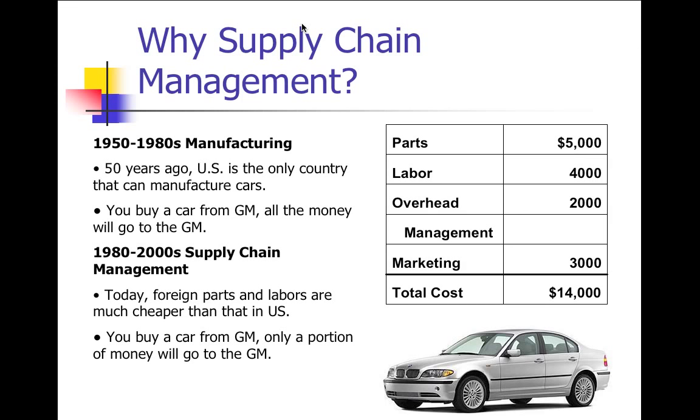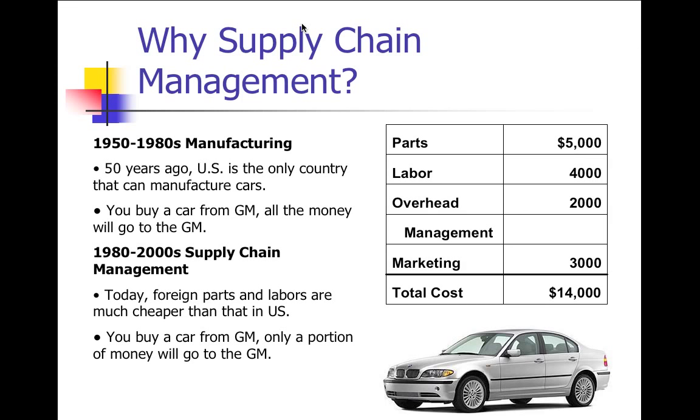Why do we want to use it for an information systems, information technology strategic advantage? We want this automation, and here's an example for parts, labor, overhead, management costs. Total cost: $14,000 for a car. Now, 50 years ago, the U.S. is the only country that can manufacture cars. You buy a car from GM, all the money goes to GM.